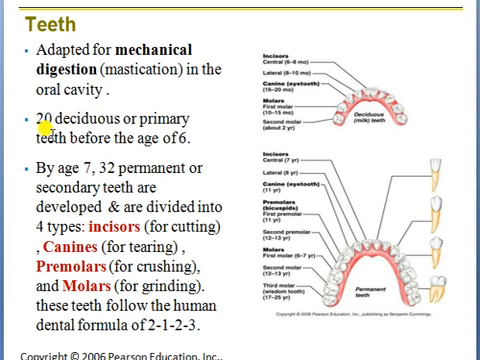See, we have 20 deciduous or primary teeth before the age of 6 years. Then after that, 32 permanent secondary teeth we can simply call them. They are divided into 4 types. That is incisors, canines, premolars and molars. The formula is 2 1 2 3. Okay. So already given.